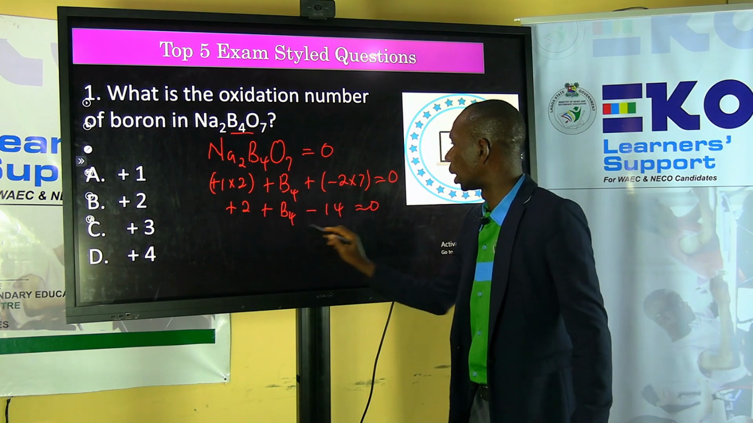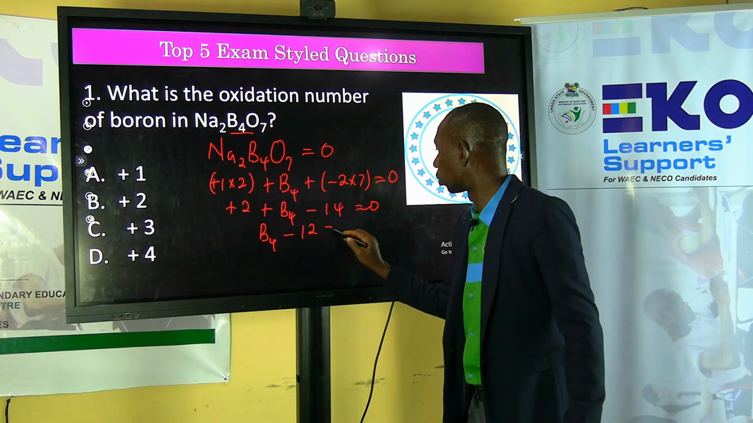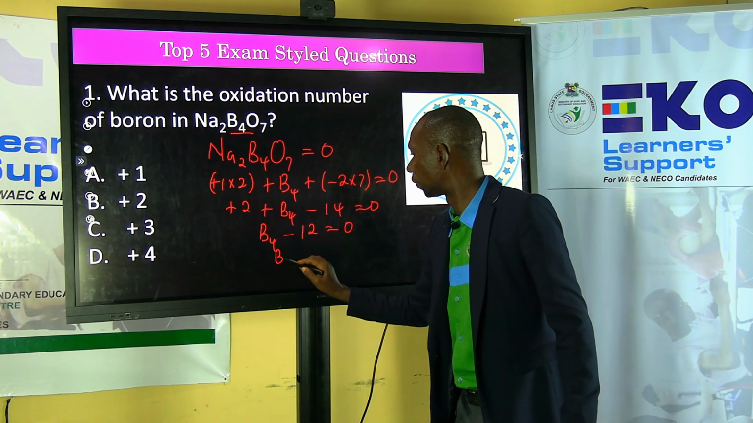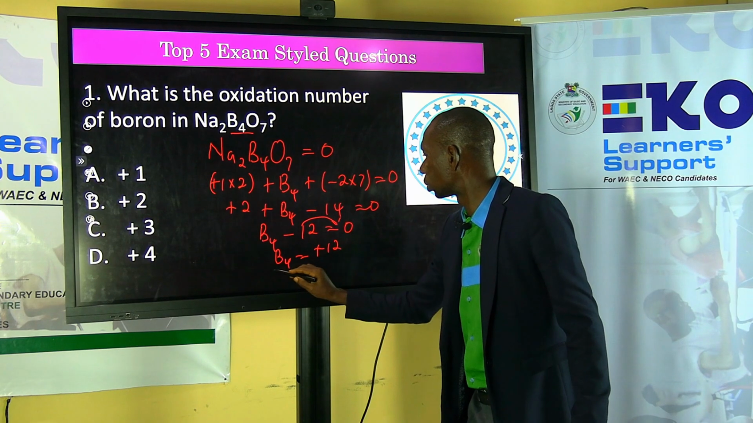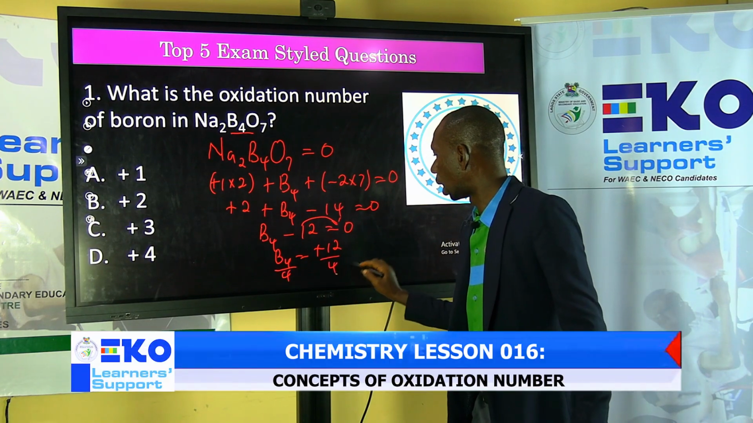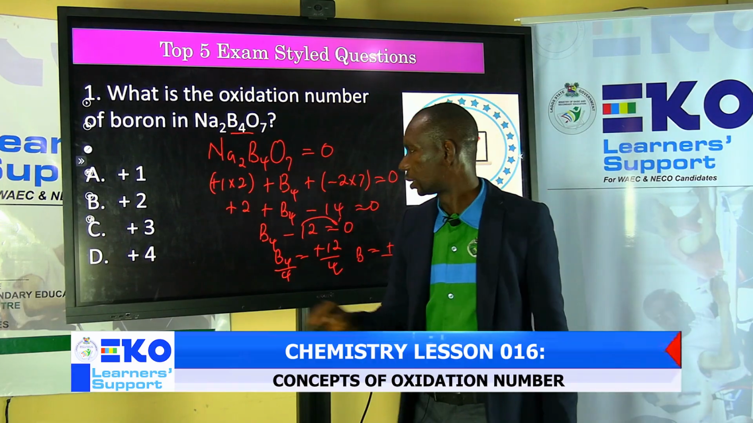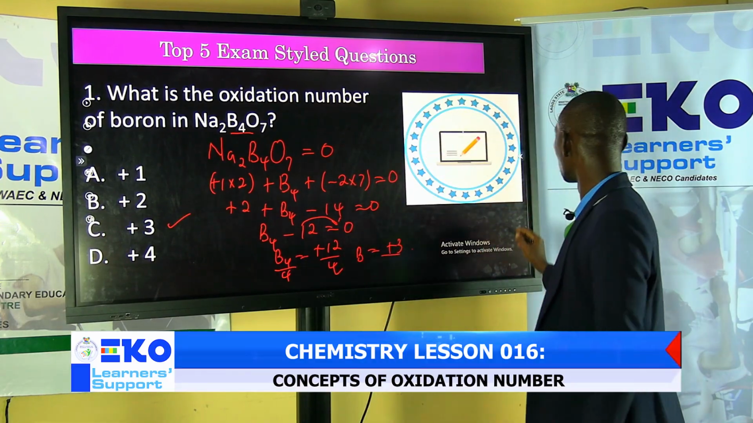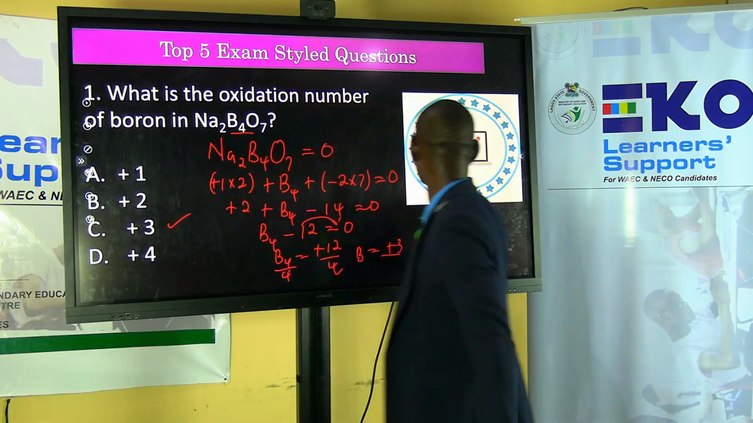So you have plus 2 minus 14, that is B4 minus what? Minus 12 equals 0. Then B4 equals, take this to the other side, plus 12. Divide both sides by 4. Okay, and B is going to be equal to what? Plus 3. Did you get that? Correct. Plus 3. So let's move and look at the next one.